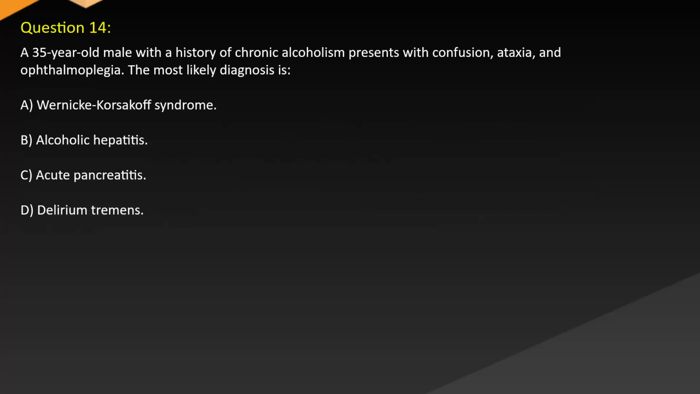rash. Question 14. A 35-year-old male with a history of chronic alcoholism presents with confusion, ataxia, and ophthalmoplegia. The most likely diagnosis is A. Wernicke-Korsakoff syndrome, B. Alcoholic hepatitis, C. Acute pancreatitis, D. Delirium tremens.